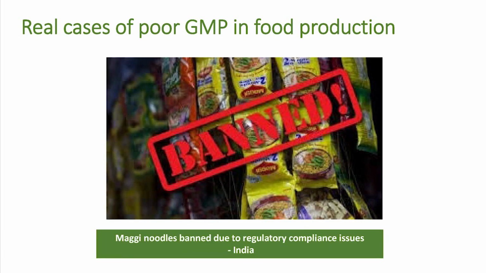The last one, no, not the last one. In India, you might hear about this one. It was a big noise. Maggi. Maggi is a product from Nestle. Maggi noodles is one of the key products in India. Every Indian knows Maggi noodles. And it was banned in India for a year and a half. Why? Because there were some regulatory compliance issues.